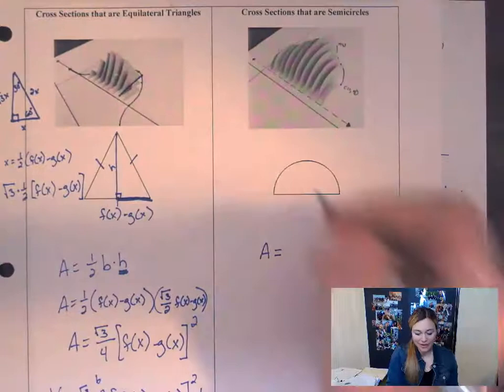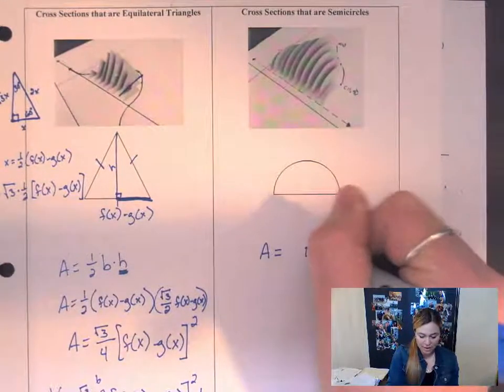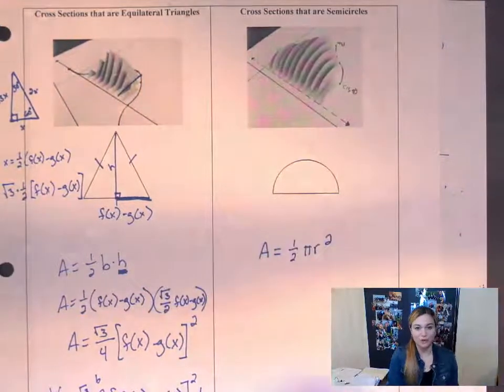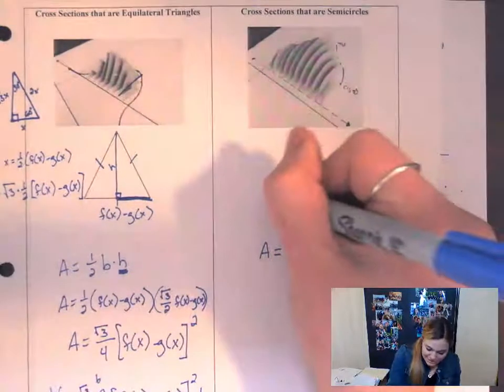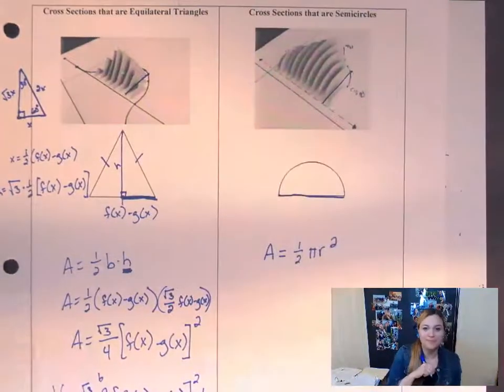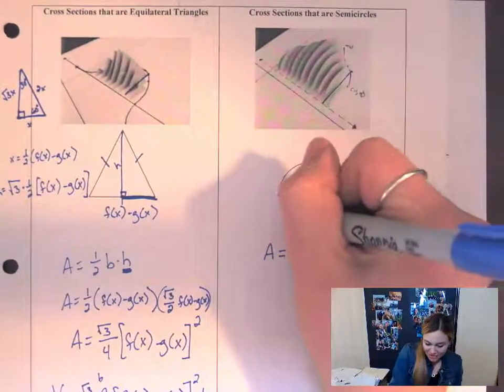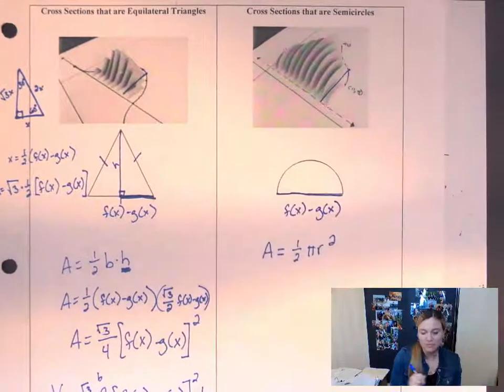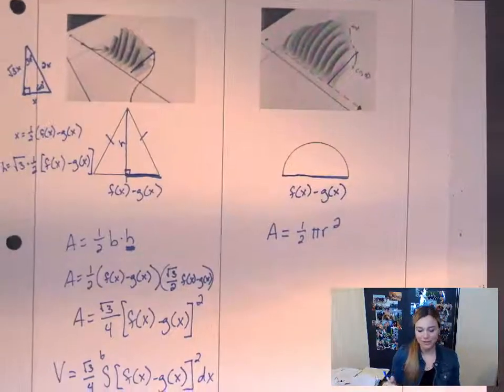Let's think. How do you find the area of a circle? Pi r squared. But this is only half a circle, so I've got 1/2 pi r squared. What is the distance from here to here? Have you guessed it yet? Yeah, it's f of x minus g of x. So how does that play into our formula?